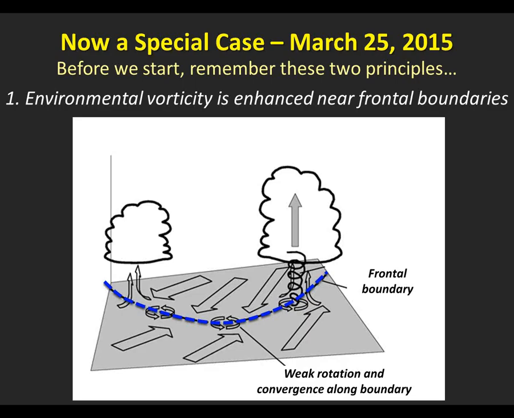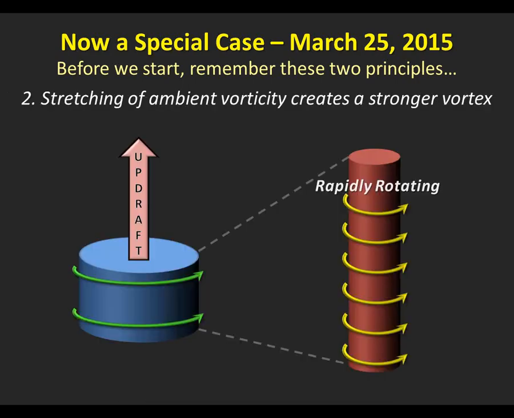But before we get into exactly what happened, it's important to remember that in frontal boundaries you have environmental vorticity enhancement. And in this diagram you can see it probably would be northwest or west winds on the back side of the front with southeast winds ahead of the front. So you end up with this weak cyclonic spin right at the boundary, okay? Just keep that in mind. And the other concept you need to remember is the stretching of vorticity. That causes a much stronger vortex, okay? So you end up with kind of this weak rotating column of air. Supply that with some kind of updraft, then it's going to rotate much more rapidly. That's like what we saw with the landspouts, okay?